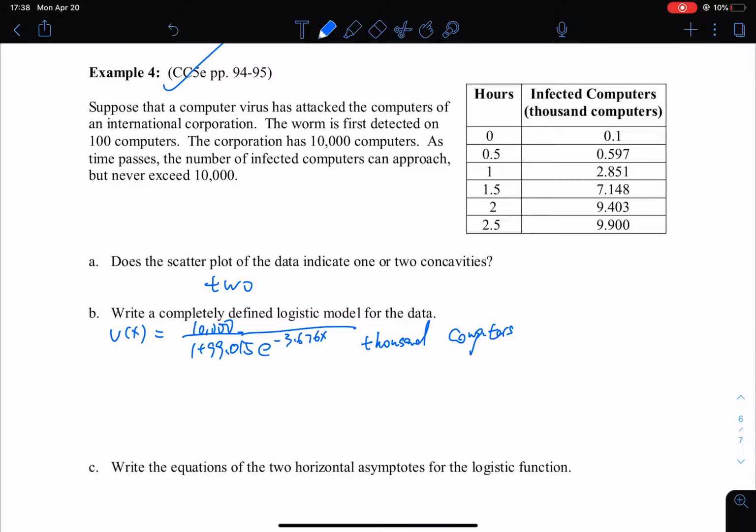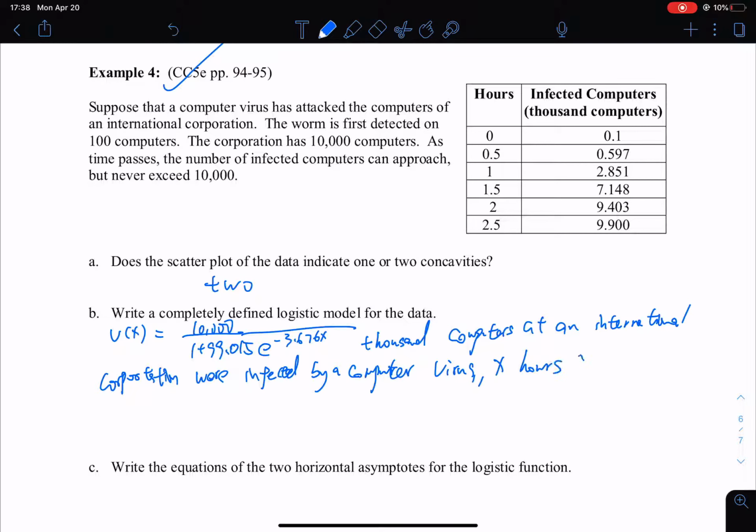The computers at an international company were infected by a computer virus x hours after the virus is detected, with x from 0 to 2.5.